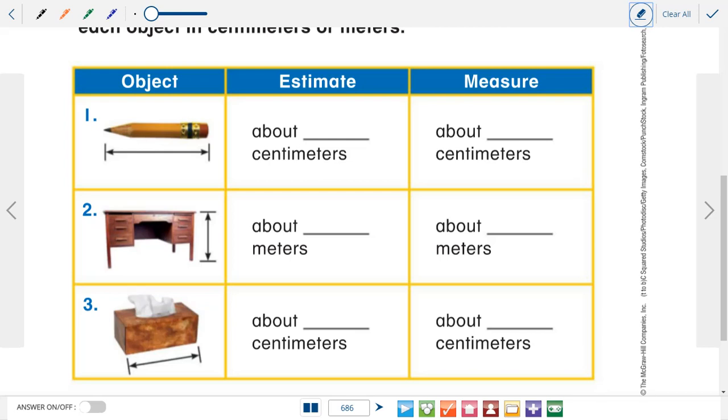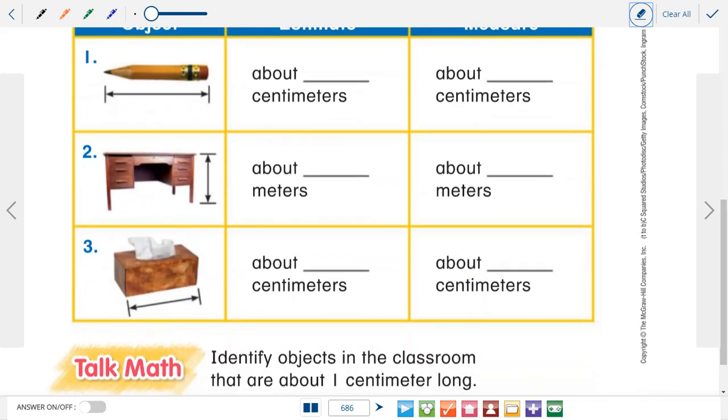When you measure, you're going to use a ruler for the pencil, for example, because it is small, or a ruler for this tissue pocket because it is small. But for a desk, for example, or for a table, you're going to use a meter stick, okay? As you saw here, for the pencil and this pocket of tissue, because they are small, we use centimeters, but for the desk, because it is very big, we use meters.